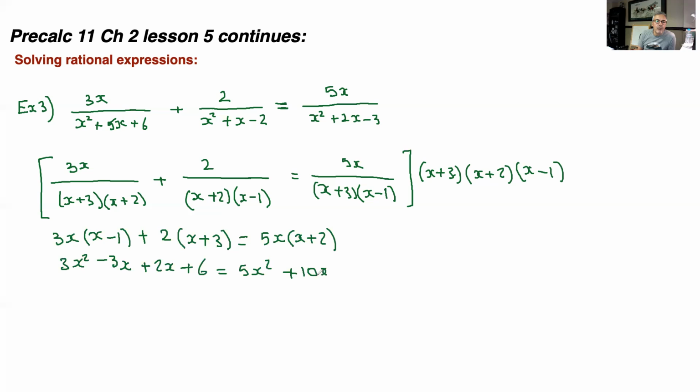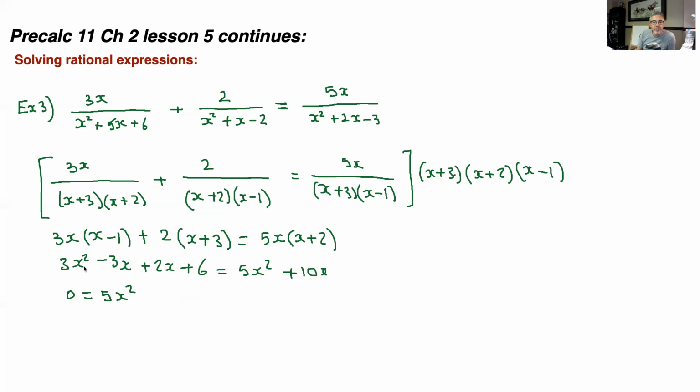Now I'm going to move everything to this side. 0 equals 5x squared. I'm just going to simplify this now. Negative 3x plus 2x is just negative x plus 6. Oops, hold on a second. Sorry, I don't want to confuse you there. And I think I'm confusing myself as well.